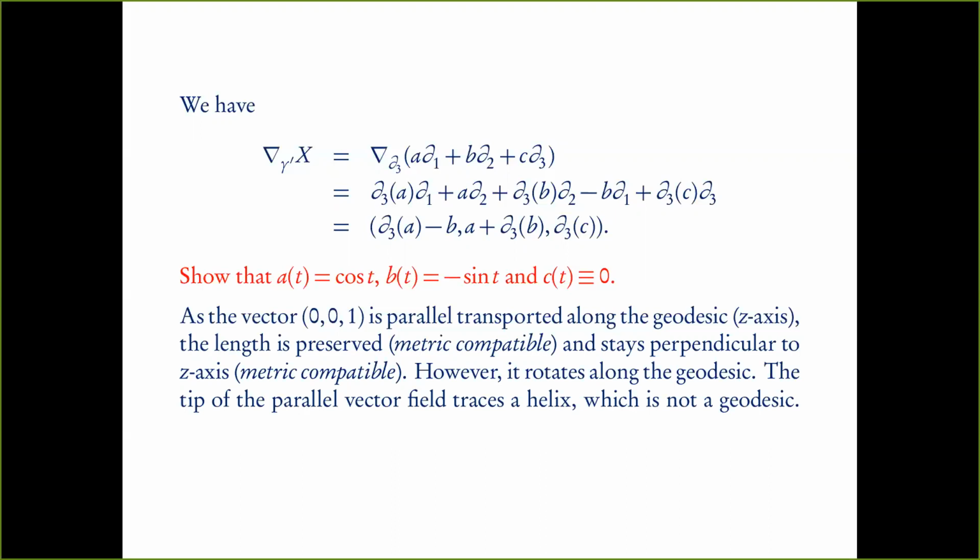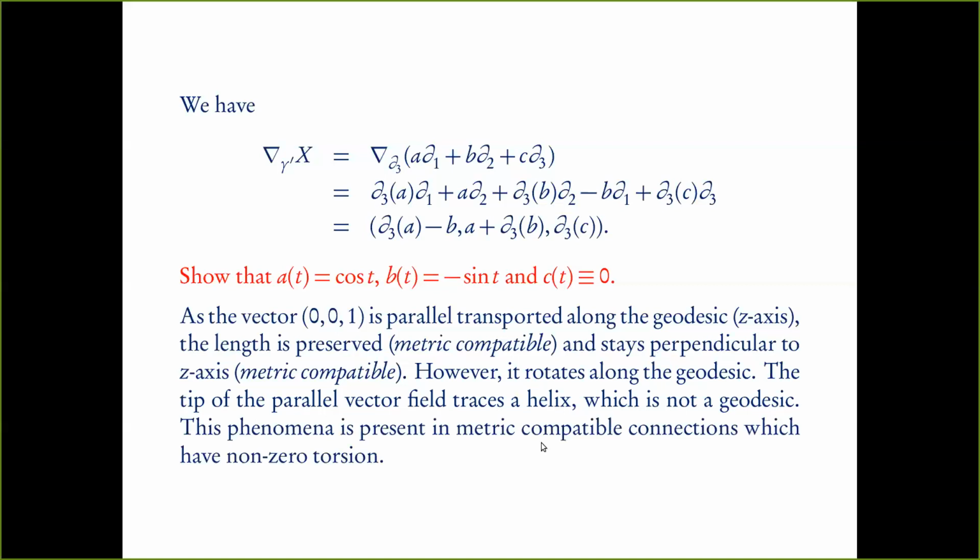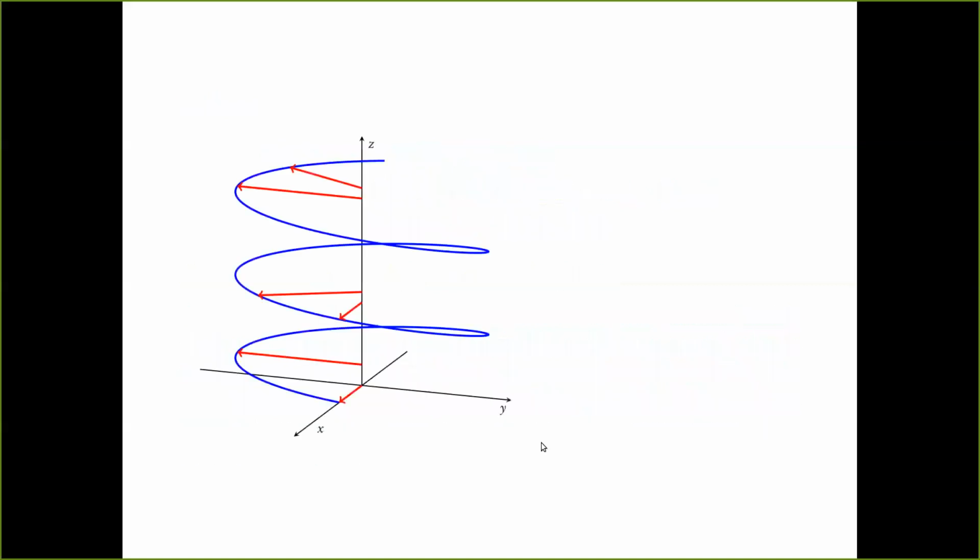So yeah, and so if you trace out the tip, this is a helix. I'll come back to this remark in a moment. So this is the picture, right? You start off with this as your initial vector, (0, 0, 1). Oh, sorry, (1, 0, 0). And then, as you move up along the z-axis, which is your geodesic, the parallel transport basically tells you that you should be moving this red. The red arrows are the images of the parallel transport of the vector (1, 0, 0) as it moves up.